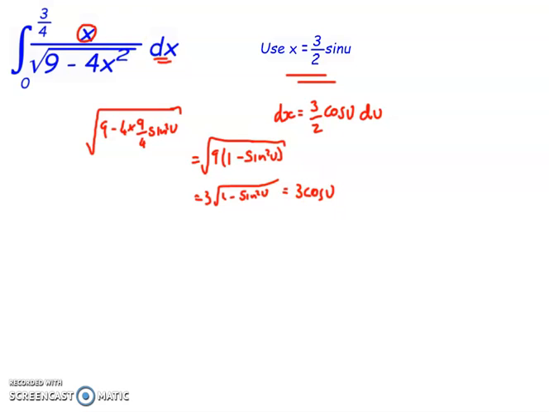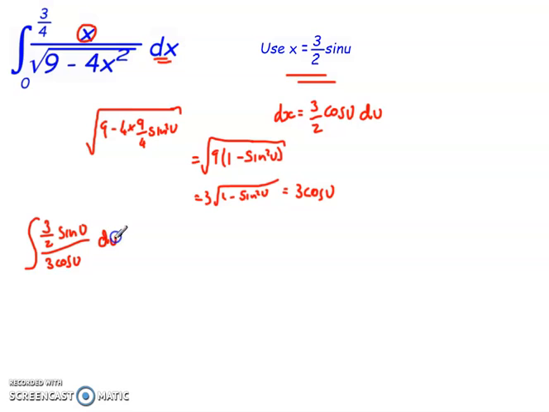Stick all of this back together, and my integral becomes the integral of x, so 3 over 2 sine u, over the square root of 9 minus 4x squared, which we've rewritten as 3 cos u.